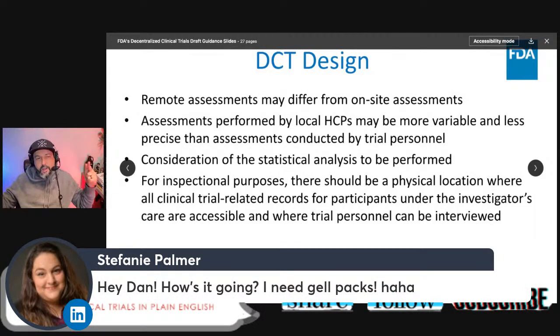Stephanie from Creo. Shout out to Creo. I need gel packs? I got plenty of gel packs. Goodwill does not accept gel packs. We've tried. They do not accept. What we need is checks, guys.